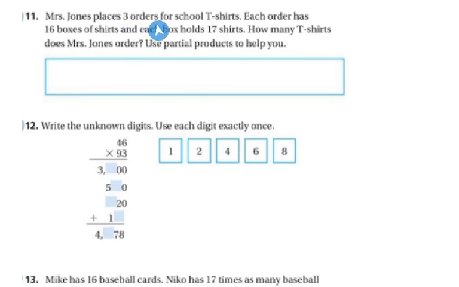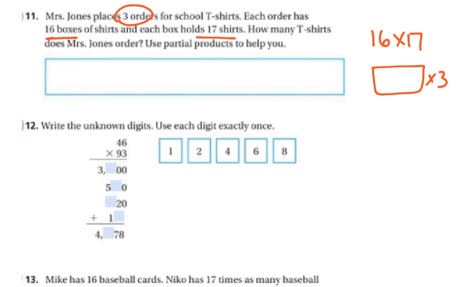Mrs. Jones places 3 orders for school t-shirts. Each order has 16 boxes of shirts, and each box of shirts holds 17 shirts. How many t-shirts does Miss Jones order? Use partial products to help you. So they are doing essentially, each order has 16 boxes and they hold 17. So 16 times 17. But they're placing 3 of those orders. So once I find this total, I have to multiply it by 3, right? Because I need the whole amount.